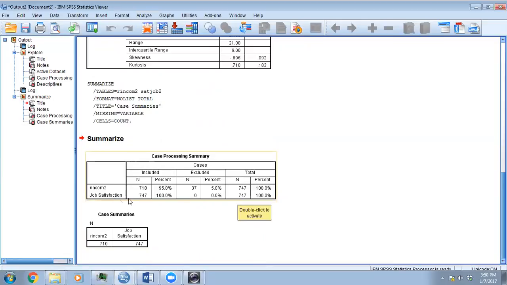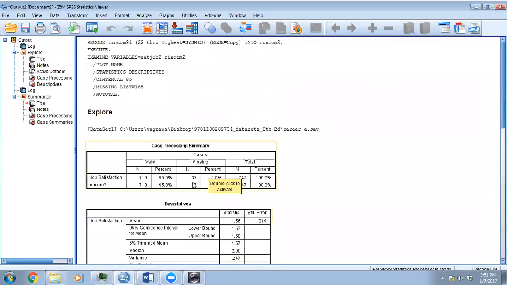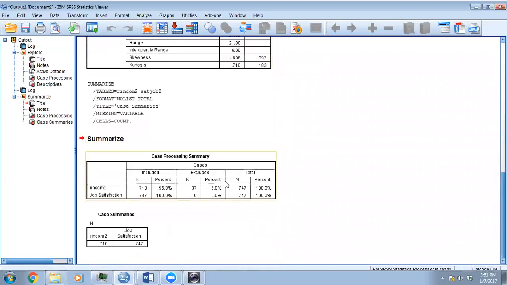Basically it's going to give you a variable-by-variable case summary. In other words, job satisfaction does not have any missing values. So we see all 747 cells have values, but the income variable has only 710 values out of 747, so 5% missing. So when we did the complete case analysis up here, all these 37 missing values were coming from basically only one variable, which is income too.